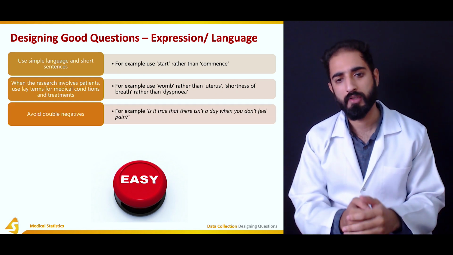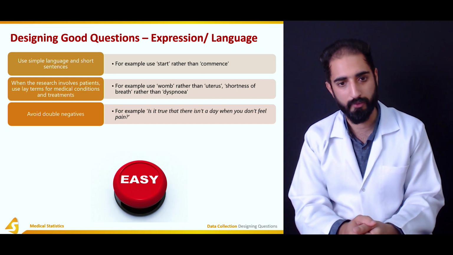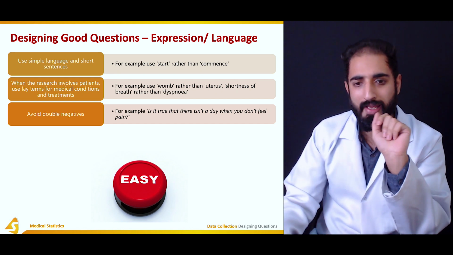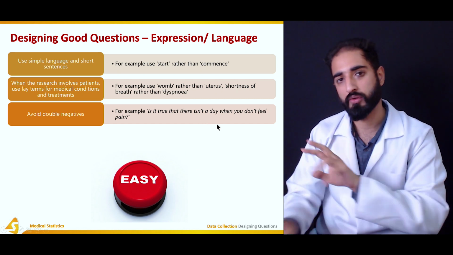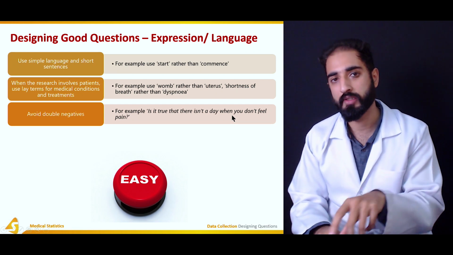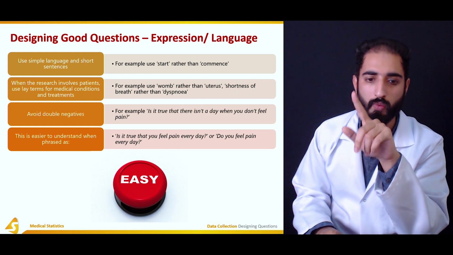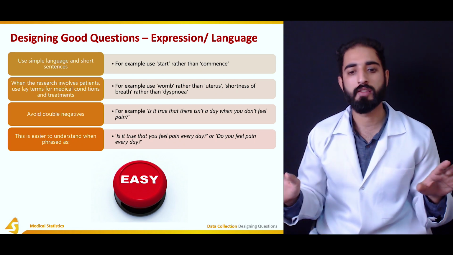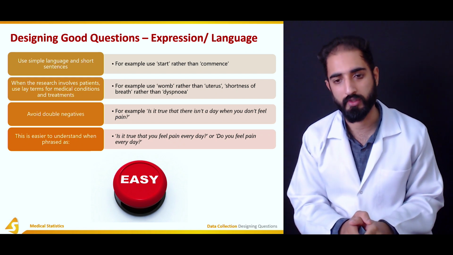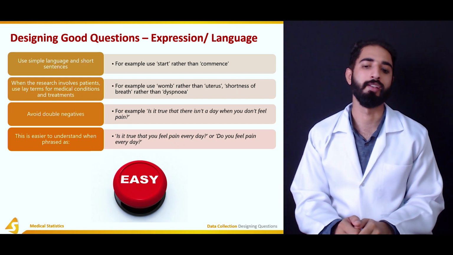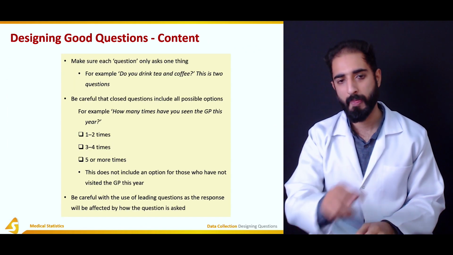Avoid double negatives. For example, is it true that there isn't a day when you don't feel pain? It is very confusing because there are two negatives, so the person answering this question may get confused. It would be easier to understand when phrased as, is it true that you feel pain every day? Or, do you feel pain every day? The question should be easy when it comes to expression and language.